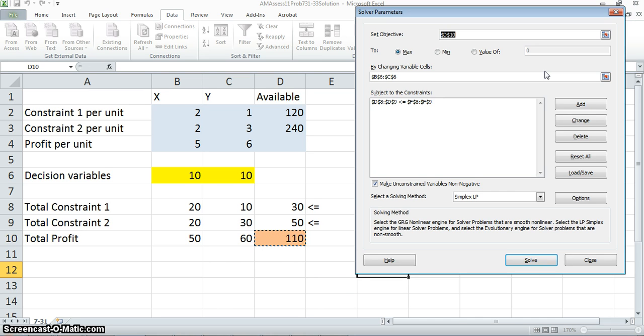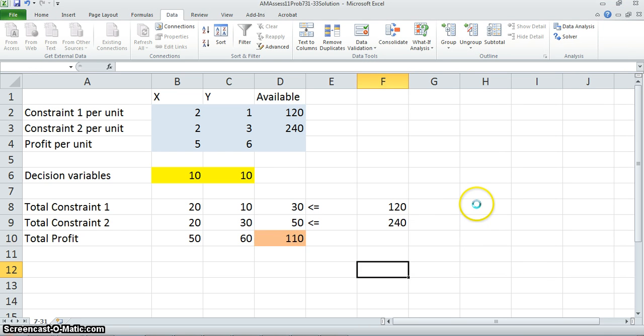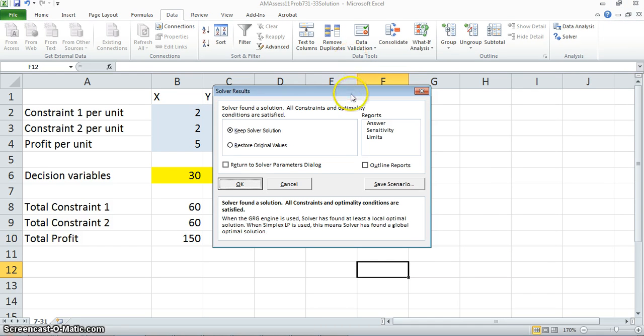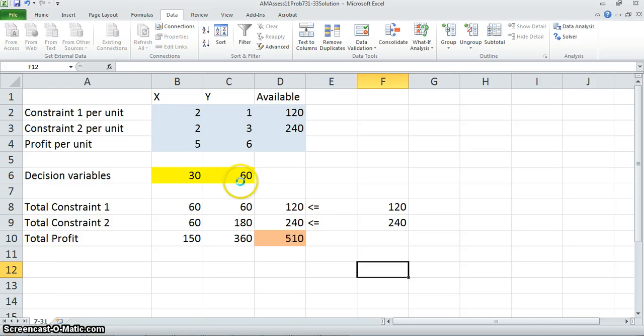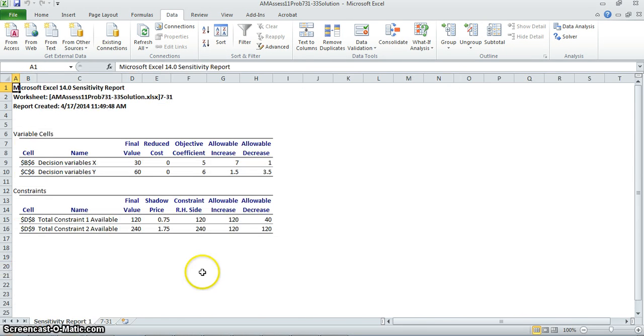For the rest of this video, we'll focus on answering the sensitivity analysis questions posed in the textbook. Once we click Solve, and Solver says that it's found a solution, to get the sensitivity report, we highlight sensitivity in the Reports section and click OK. The sensitivity report shows up on a separate tab.